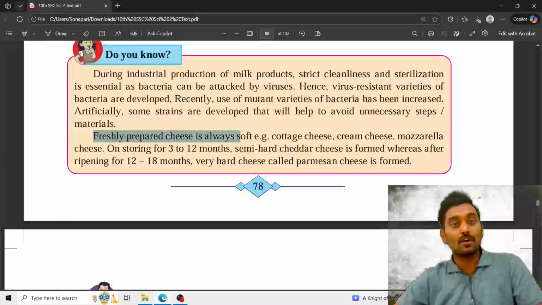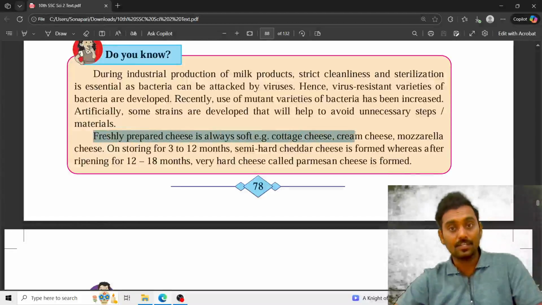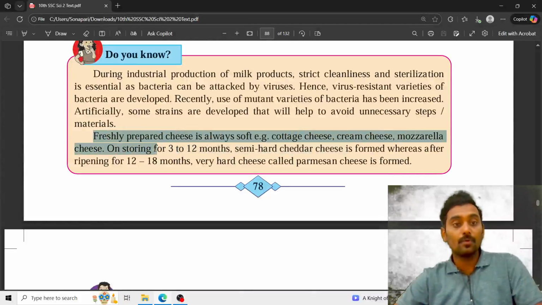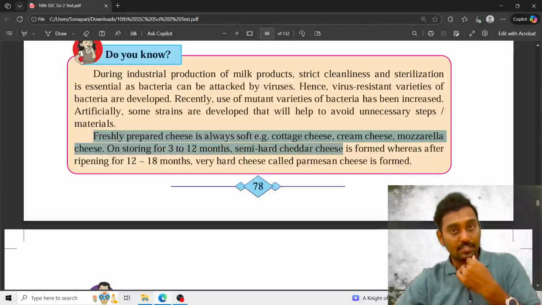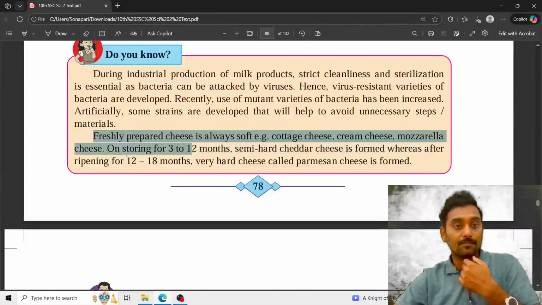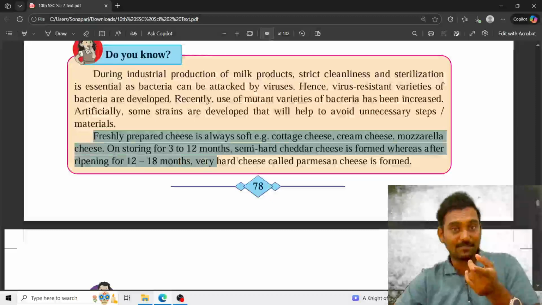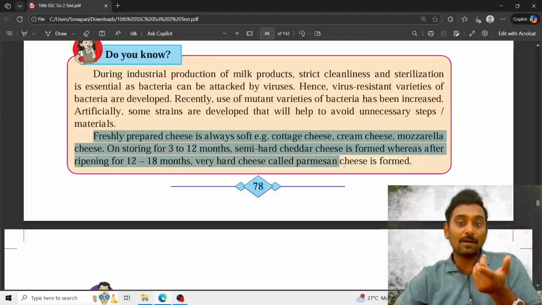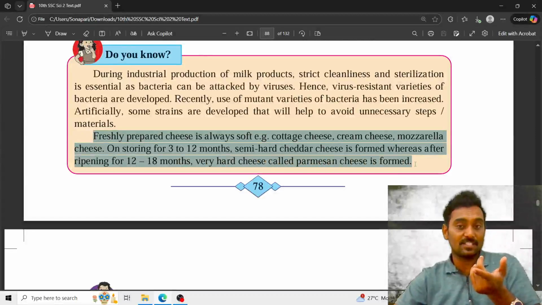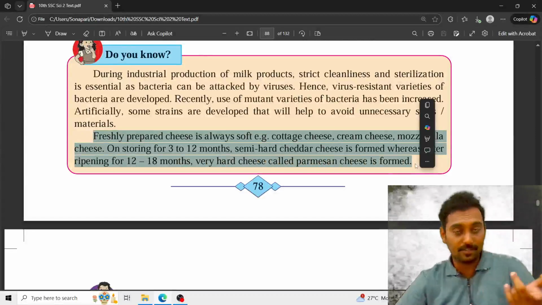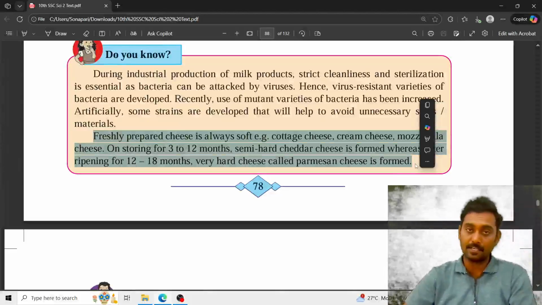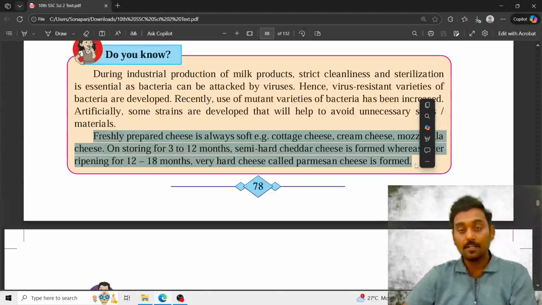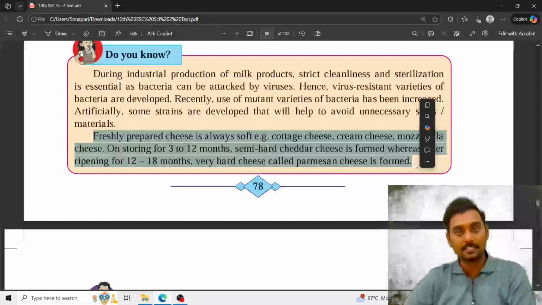Freshly prepared cheese is always soft. Examples: cottage cheese, cream cheese, mozzarella cheese. On storing for 3 to 12 months, semi-hard cheddar cheese is formed, whereas after ripening for 12 to 18 months, a very hard cheese, that is Parmesan cheese, is formed. You have heard about Virat Kohli's restaurant. Inside that restaurant, there is one pasta variety which is baked in Parmesan cheese.